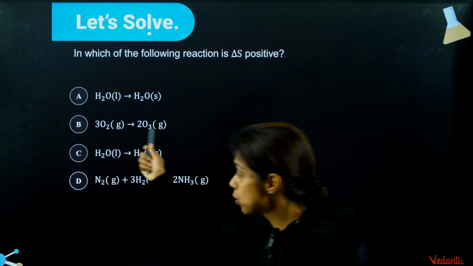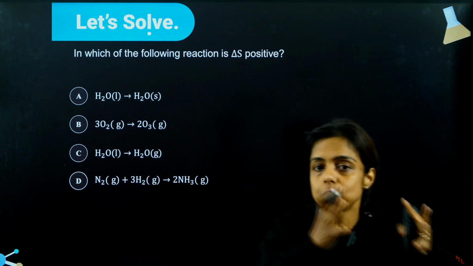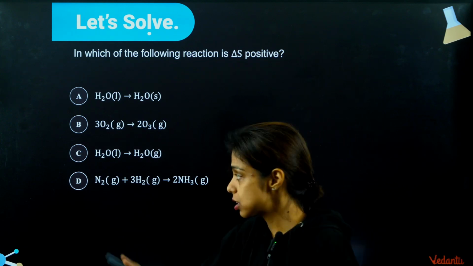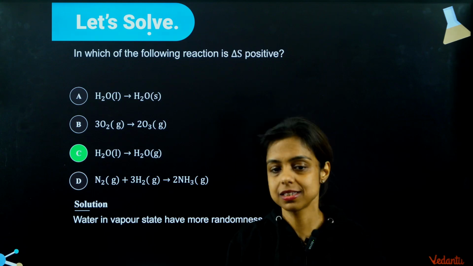सी ऑप्शन, लिक्विड टू गैस, लिक्विड से गैस में कन्वर्ट हो रहे हो. गैस में मॉलिक्यूल्स आर मोर रैंडम, दे हैव मोर एंट्रोपी, सो ऑफ कोर्स डिसऑर्डर ज्यादा है. द आंसर विल बी सी.